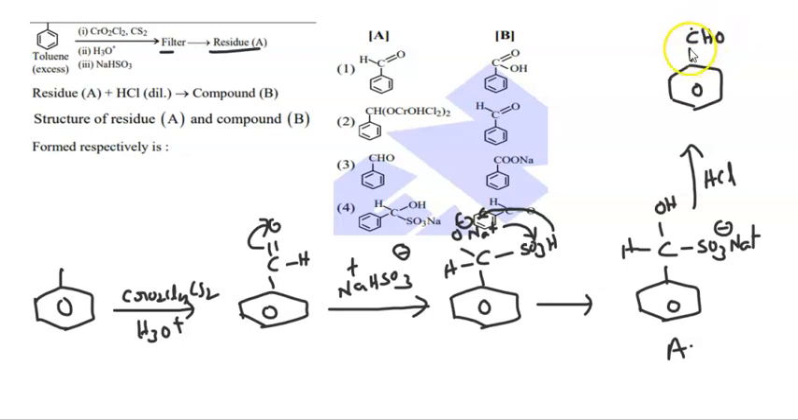And the reaction of NaHSO3 with aldehydes is used for the purification process also. So option 4 is the correct answer for this question. Option 4, A here, which on reacting with HCl, you can get benzaldehyde.